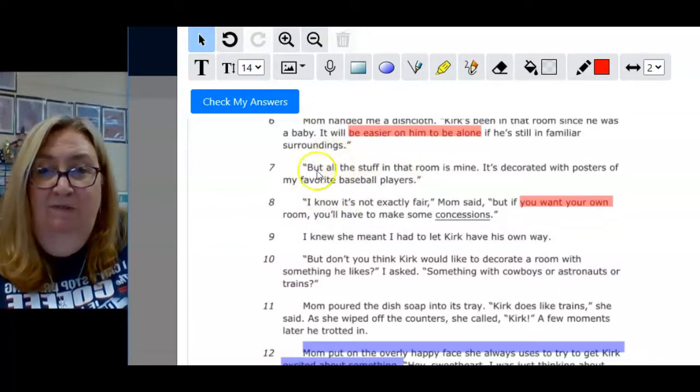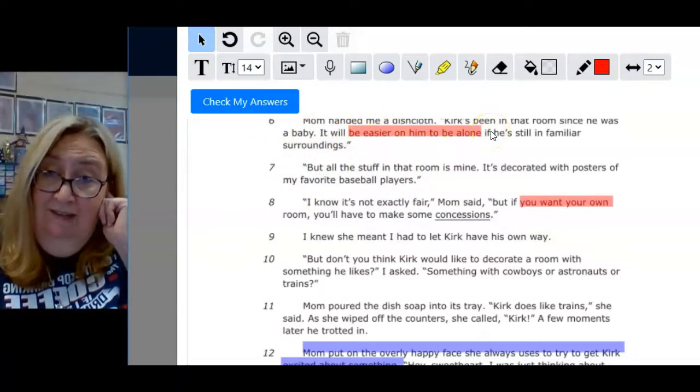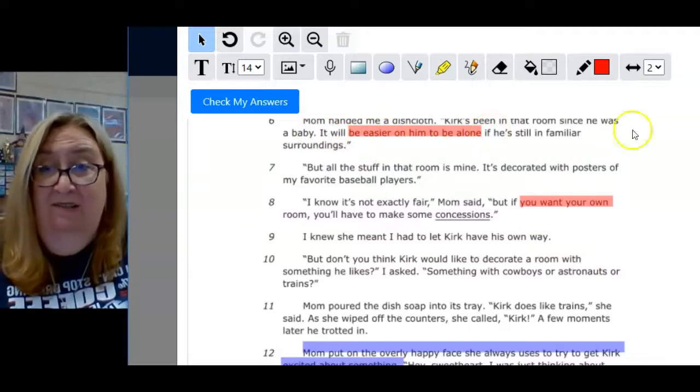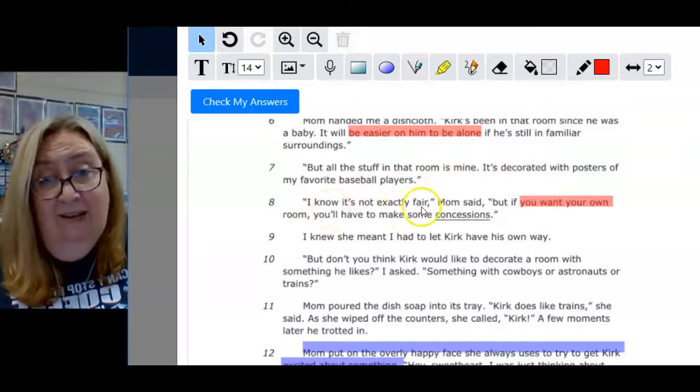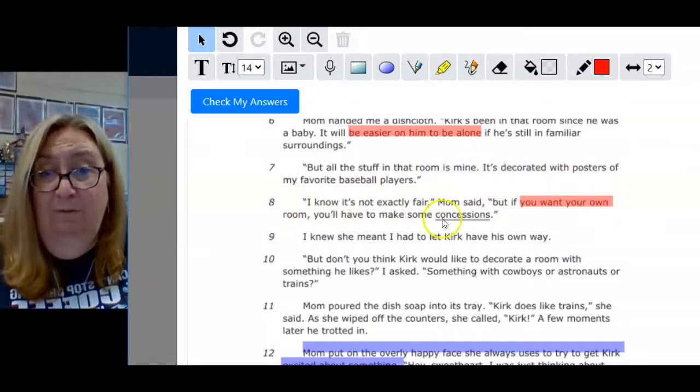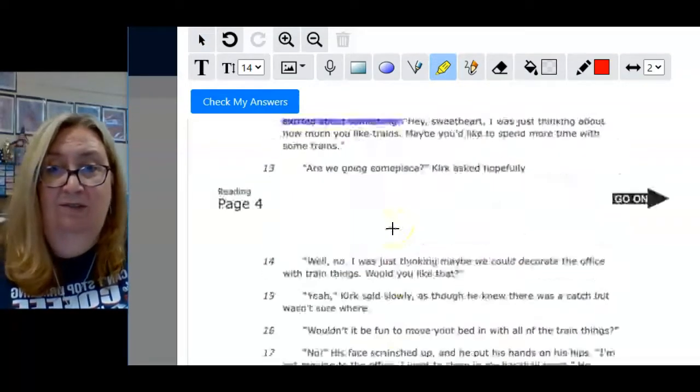She's been telling him that she and Dad have decided he could move into the office, and he doesn't want to because his room is already decorated with his stuff. Mom says, I know it's not exactly fair, but if you want your own room, you'll have to make some concessions. Now, many of you are like, okay, I know what the concession stand is.